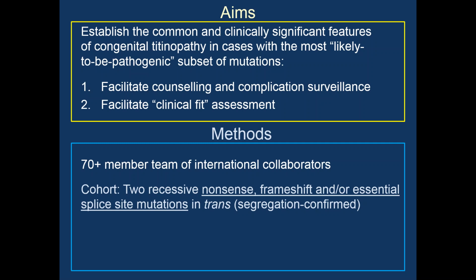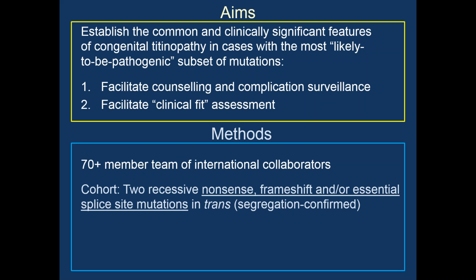So what that means is that the mutations either caused an early stoppage of the recipe, so the end of the recipe was lost, or an essential splice site mutation is something that affects the way the recipe is knitted together in the RNA. And when we talk about in trans, that means that it's definitely in 2 copies, the 2 different copies of the gene.